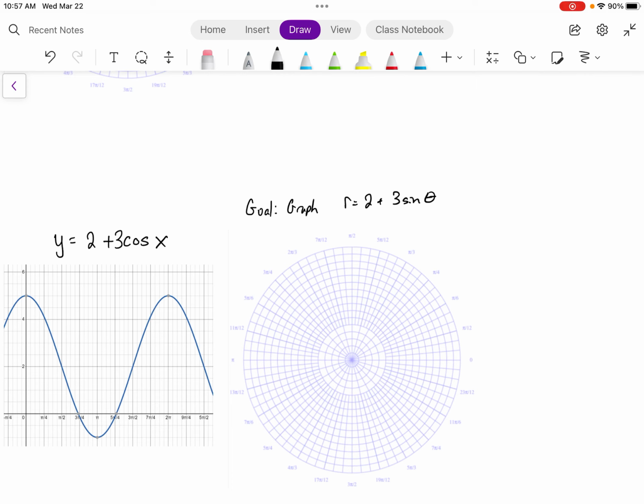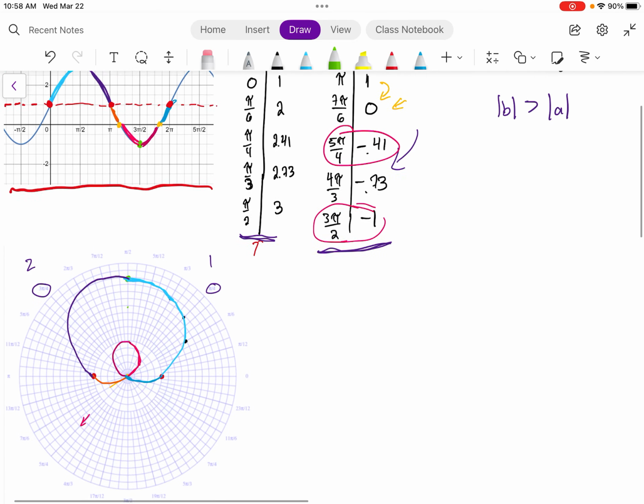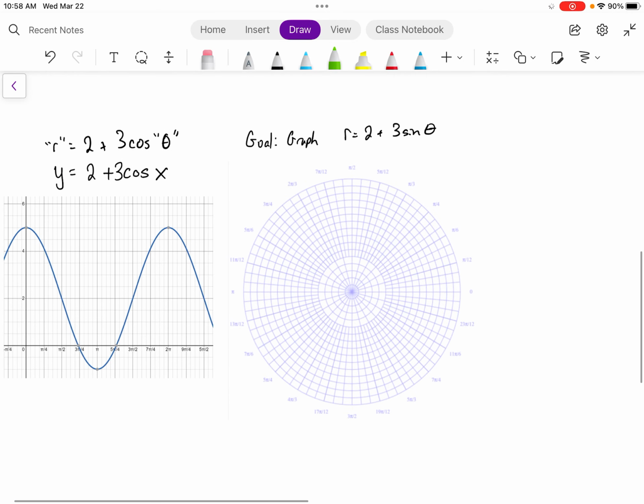So let's think about cosine versus sine. We're probably going to be symmetrical about the x-axis instead of the y-axis. Let's get right to it. When theta is 0, we can see from the graph, thinking of this as r equals 2 plus 3 cos theta, r is all the way out at 5 right away. And I guess we used green for our max and mins. We'll use those again.